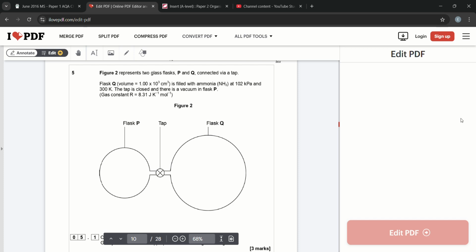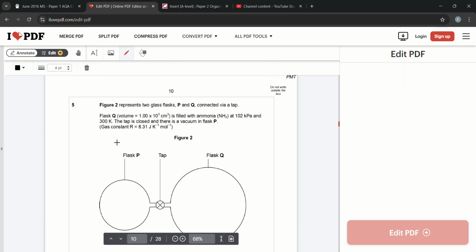Question 5. Figure 5 represents two glass flasks, P and Q, connected via a tap. Flask Q's volume is given. It's filled with ammonia, NH3, at 102 kilopascals and 300 Kelvin. The tap is closed and flask P is a vacuum. The gas constant R is given.